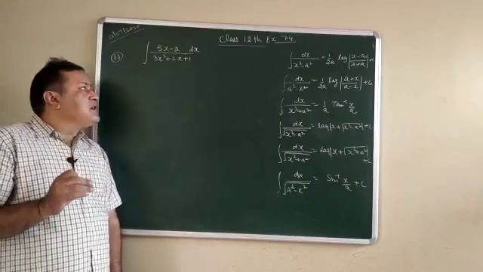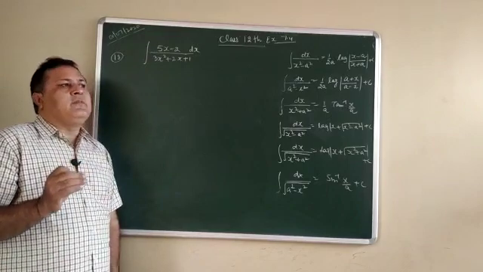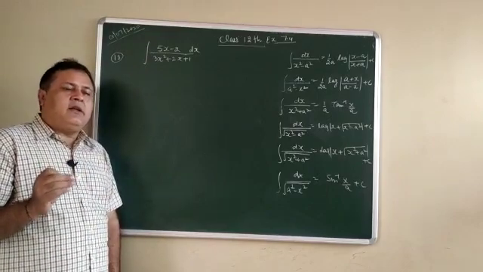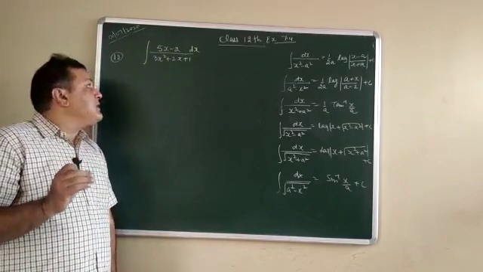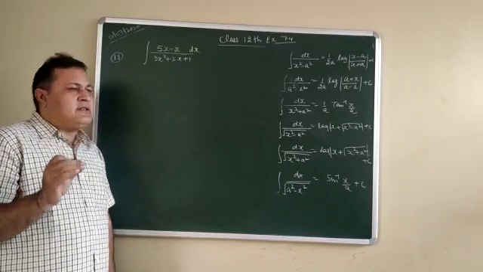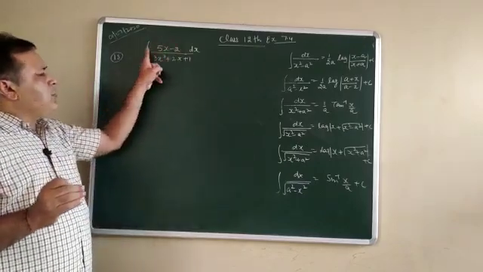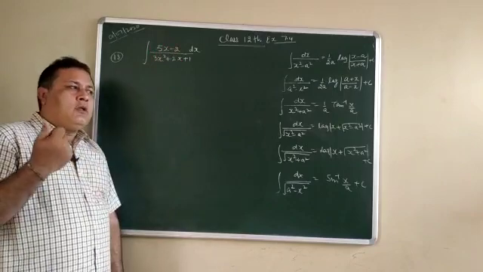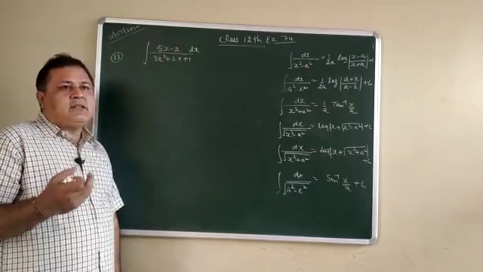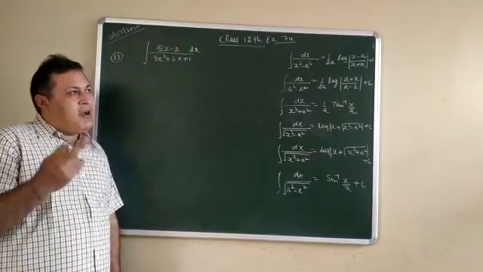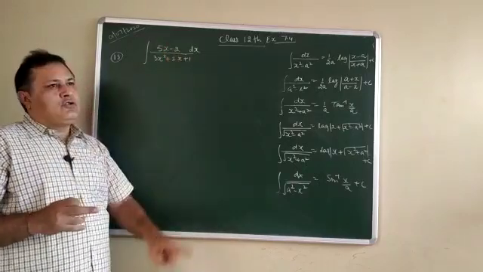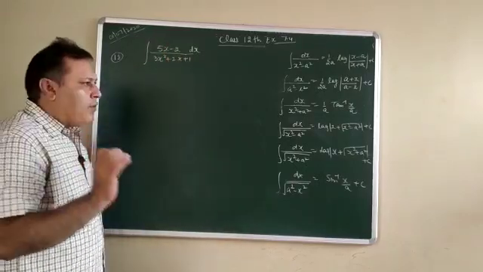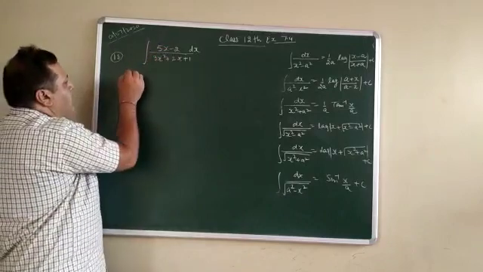So in this case we have a method. The name of the method is the AB method, in which we adjust the numerator in such a manner that it is converted into the function which gives us the derivative of the denominator, but the power of x should not be disturbed. Now see how we can do it.